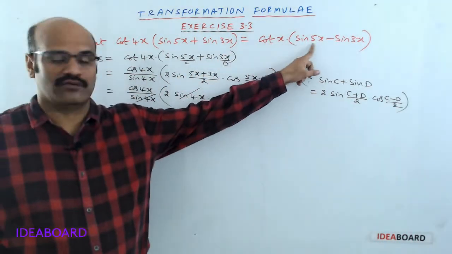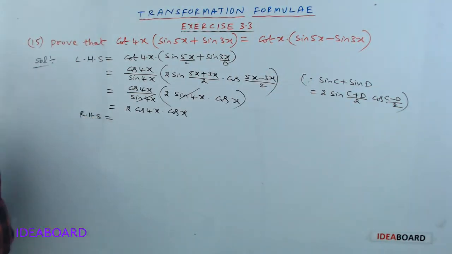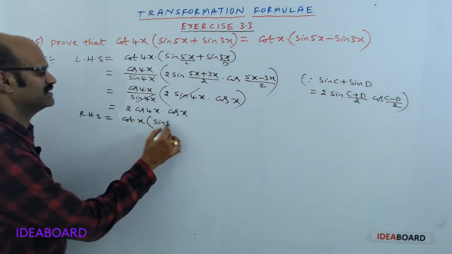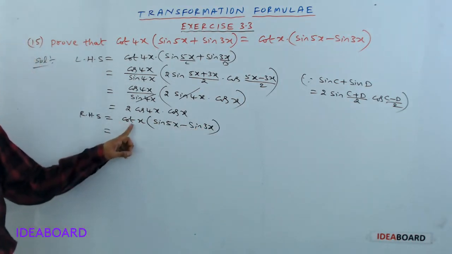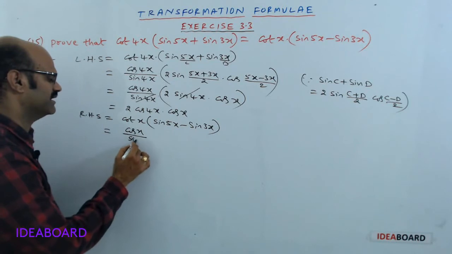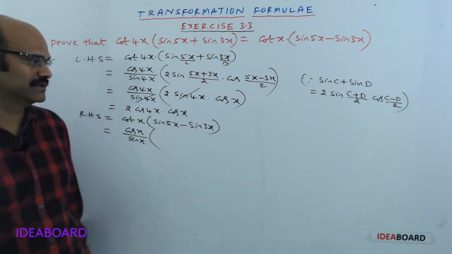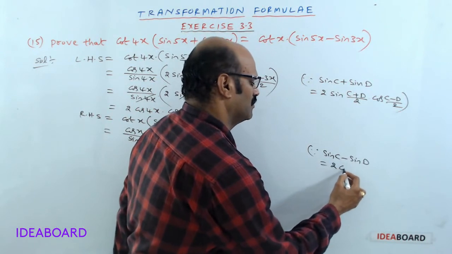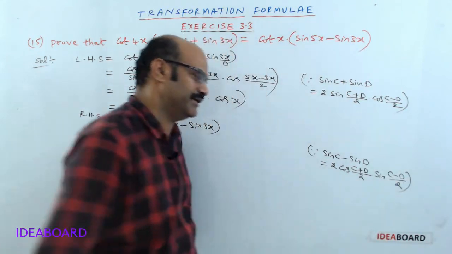Now take RHS here. RHS equal to cot x into (sin 5x minus sin 3x). Here we have cot x equal to cos x by sin x, into, we have to take the formula here, sin c minus sin d. The formula for sin c minus sin d equal to 2 cos of (c plus d) by 2 into sin of (c minus d) by 2.